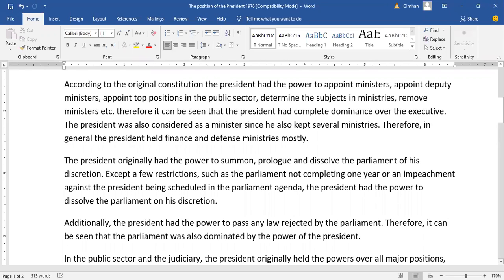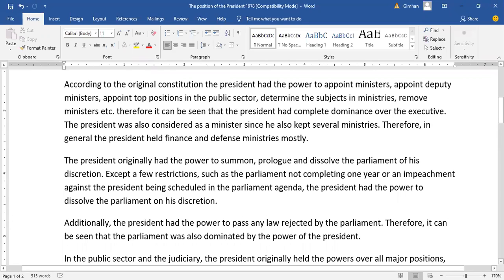Okay. These were removed only when the Yahapala, the good governance government, came, because Maithripala was like a non-party candidate. He was not given the finance ministry. That's why Ravi Karunanayake and Mangala Samaraweera were given the finance ministry. And the defense ministry was also given to someone else at times. Okay, in general, the president keeps these ministries in his hand, right? So you can see that the president had complete dominance over the other ministers.